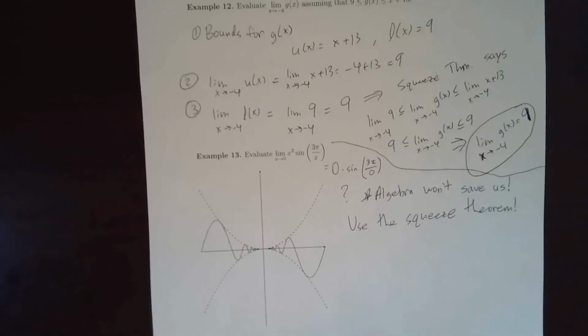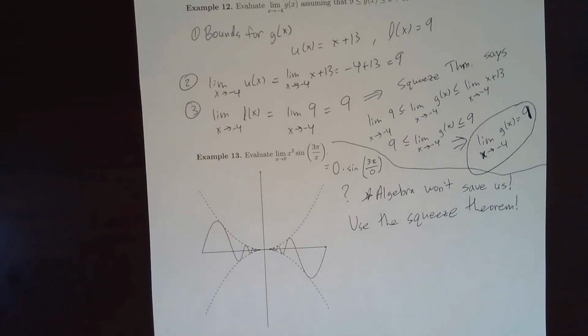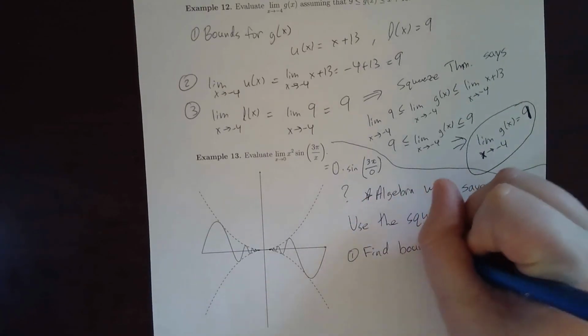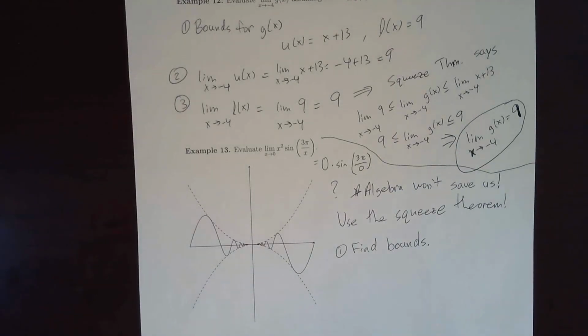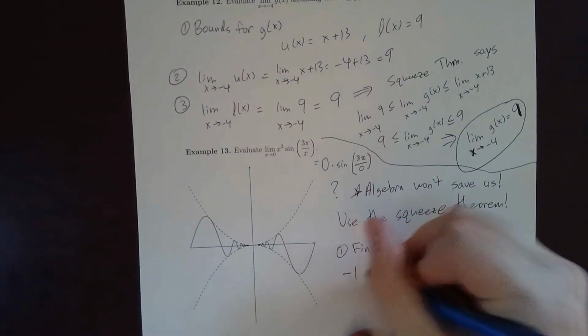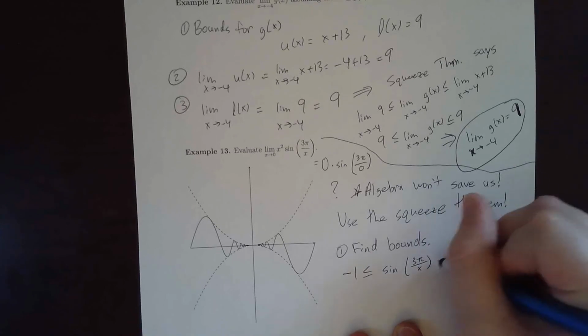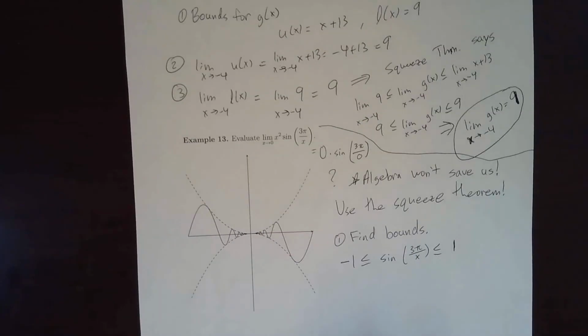Okay, so if we want to use the squeeze theorem, what we'll want to do is try to find some easy boundaries to use. So step 1 is to find bounds. Now, if we look at this function, we've got an x squared portion and we've got a sine portion. Now, one thing we should know is that the values for sine of x on its own have to be between negative 1 and 1. So we know that negative 1 is less than or equal to the sine of 3 pi over x, which is less than or equal to 1.